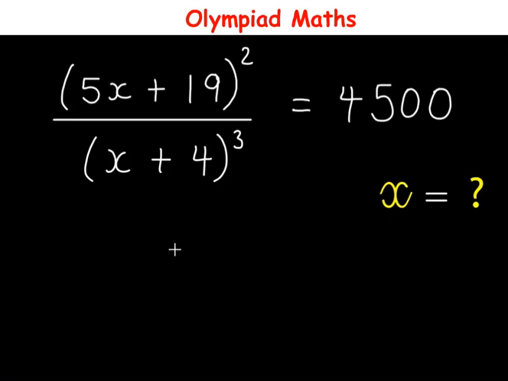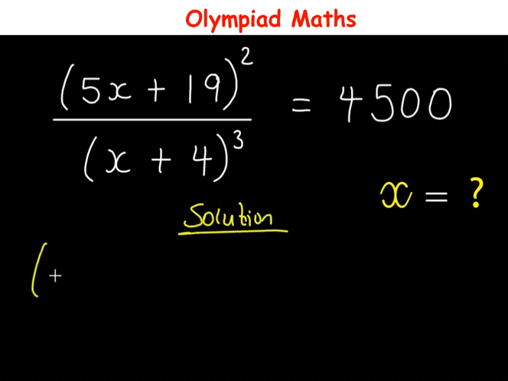Hello everyone, in this video let us solve this question. We have (5x + 19)^2 divided by (x + 4)^3 is equal to 4500. Right here, we want to calculate the value of x in this equation. Now to solve this, solution.